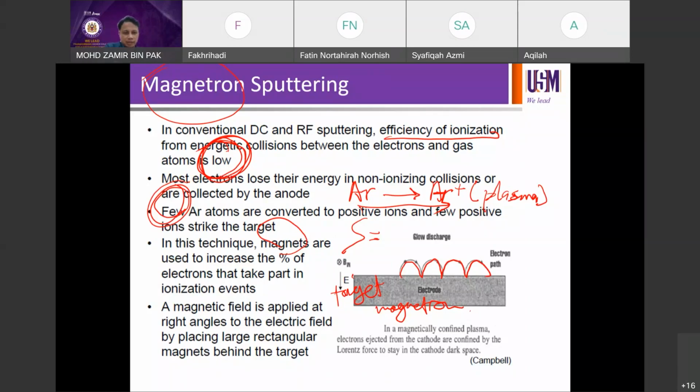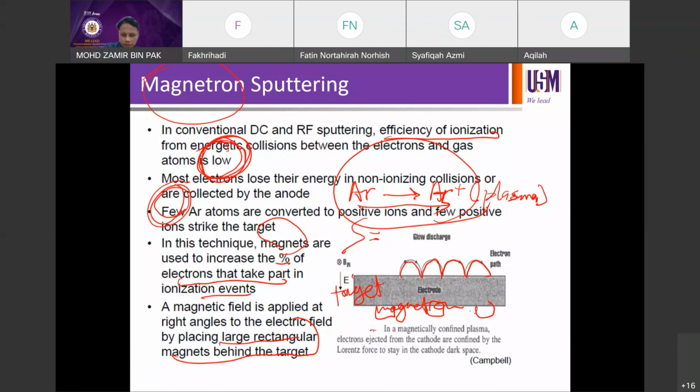Okay. So in this technique, magnets are used to increase the percentage of electrons that take part in ionization events. A magnetic field is applied at right angles to the electric field by placing large rectangular magnets behind the target. So this is actually the magnetron. We have magnets at the back here. You're going to see later on in the next slide. So we are incorporating large rectangular magnets behind the target so that you are pulling electrons into a path right in front of the target surface. You purposely accumulate them together in front.